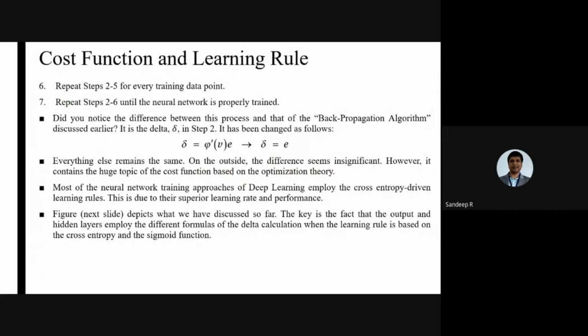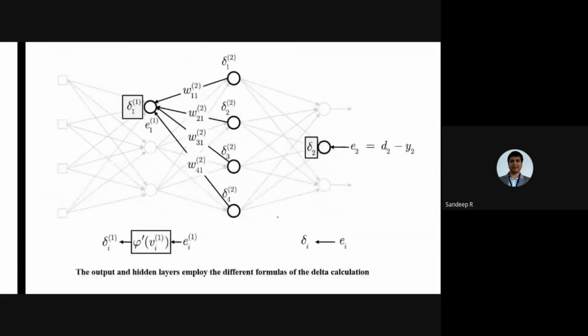Yeah, so deep learning employs cross entropy driven learning rules, because of their superior learning rate and performance. Now we will see whatever we have learned for these entropy functions. So here we have, say, a deep neural network: the input layer, hidden layers, output layers. Error is calculated. Error is nothing but the difference between the correct output, this is the second node, right, and the output of the neural network. This is the error. And what is delta here? Delta is nothing but the same as the error. So remember, that's the change. Now we'll propagate the error backwards.